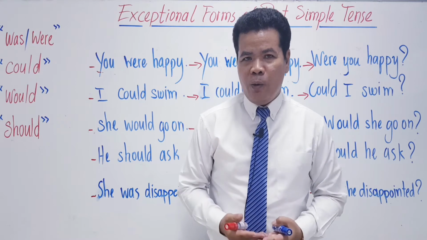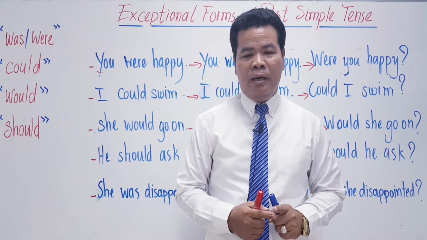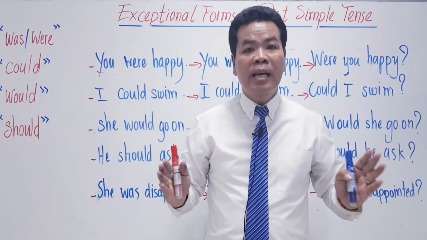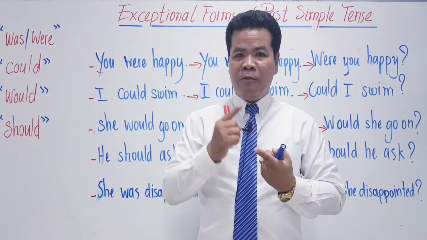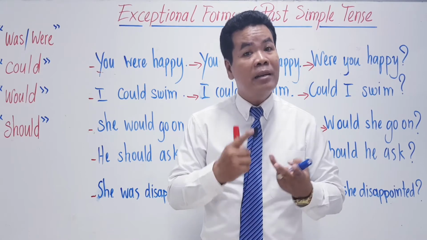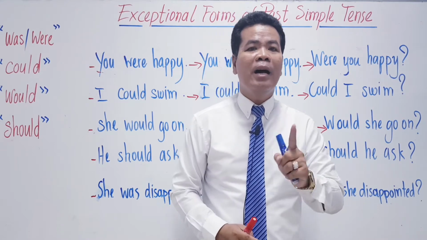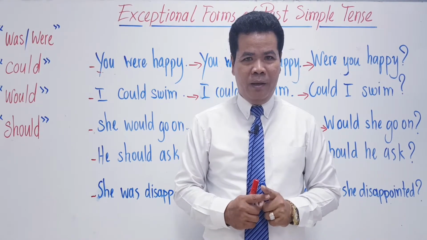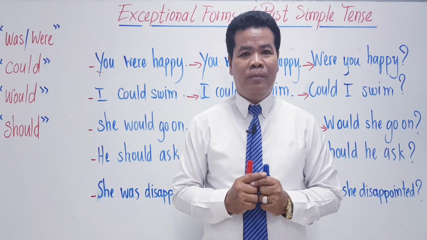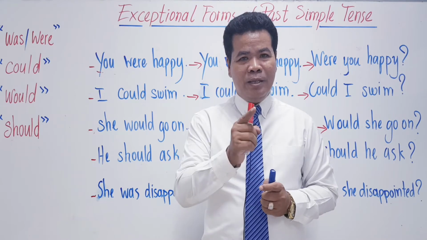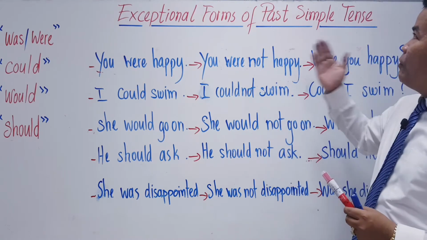For today's video, we are going to learn about the exceptional forms of the past simple tense. We have already learned about the normal forms of the past simple tense: affirmative, negative, and question. But now, we still study the three forms of the past simple, but it is not the normal forms, it is the exceptional form. Are you ready? Please, let's go together. Exceptional forms of the past simple tense.